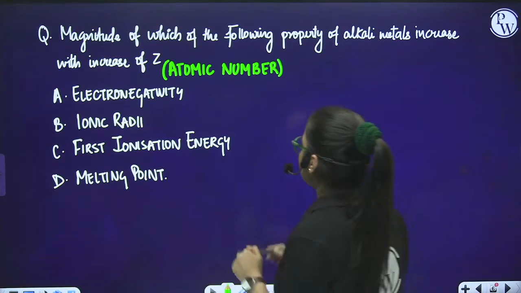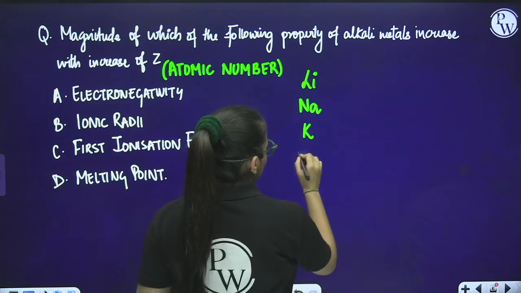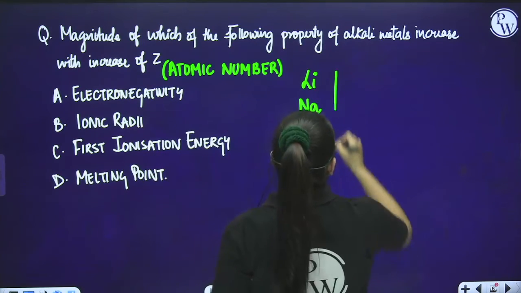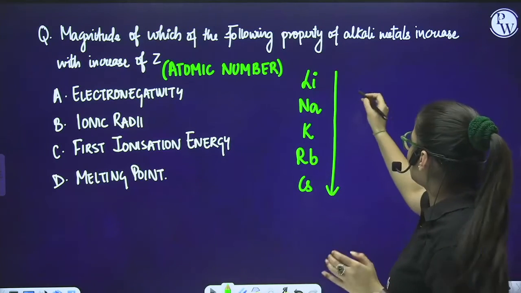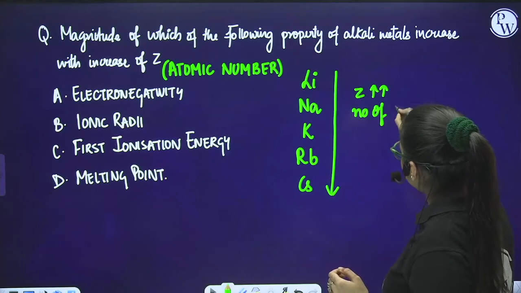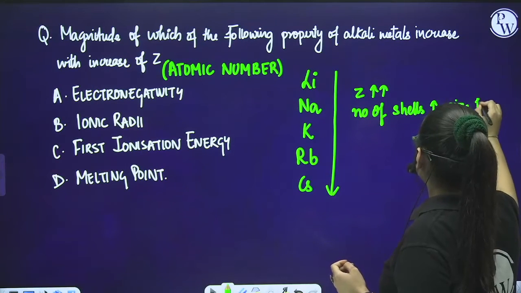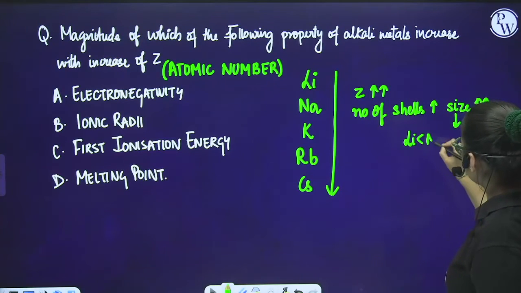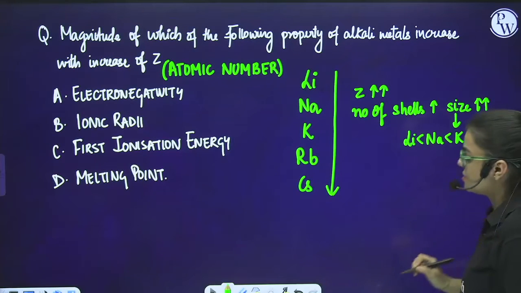Now see, students, let's write everything again. Lithium, sodium, potassium, rubidium, cesium. Francium is a radioactive element, so we are not including it. Now see, students, from top to bottom, as Z increases, atomic number increases. That means the number of shells is increasing. If the number of shells increases, size will increase. Very basic part. So what is the order for size? Lithium will have the smallest, then sodium, then potassium, then rubidium, and at last is cesium, right?